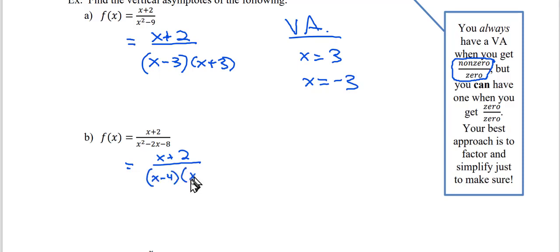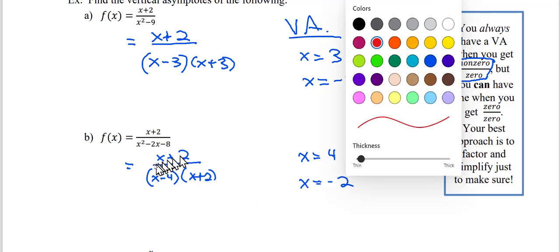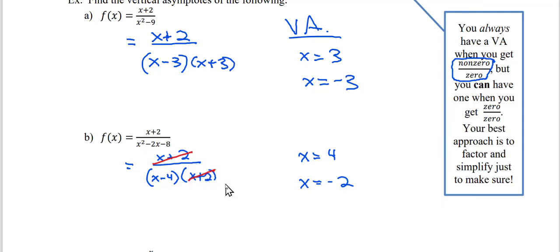-8 that add up to -2. It is x plus 2 over x minus 4 times x plus 2. You might be tempted to say that x equals 4 and x equals -2 are both vertical asymptotes because they both make the denominator 0. But what happens here is that these factors can simplify away.